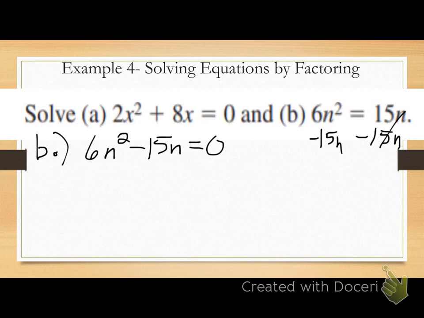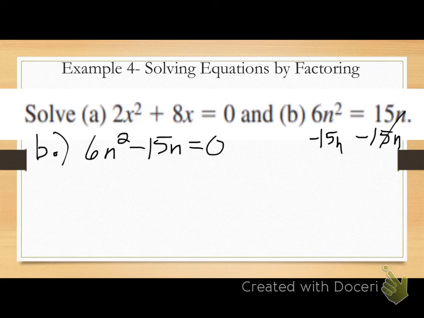Remember, we're trying to use the zero product property here. In my original equation, did I have 0 anywhere over there? No. But now that I got everything to the same side, do I have 0 on one side? Yes. So this looks very similar to letter A now. So now what do I need to do? Factor out my GCF, and then undistribute, and we'll solve using the zero product property.